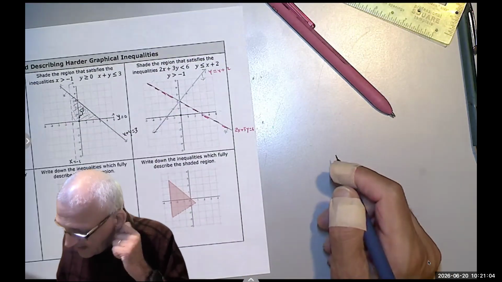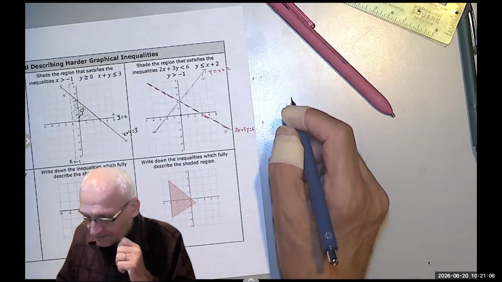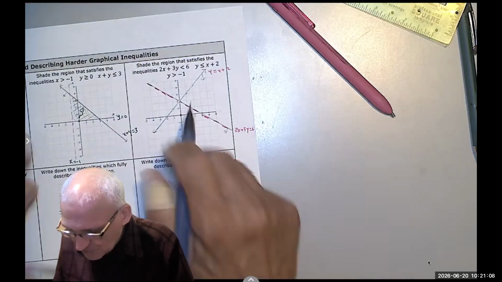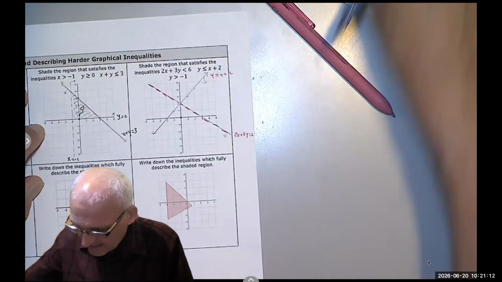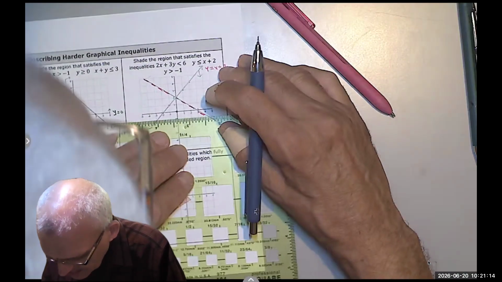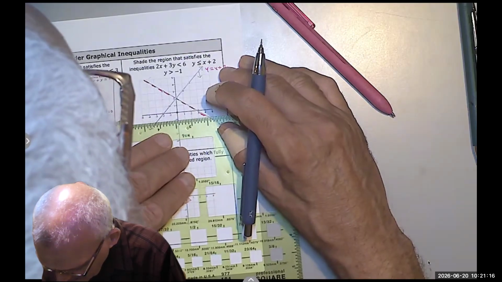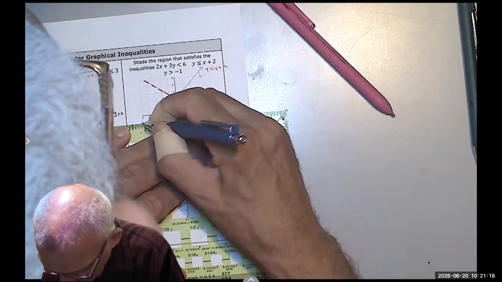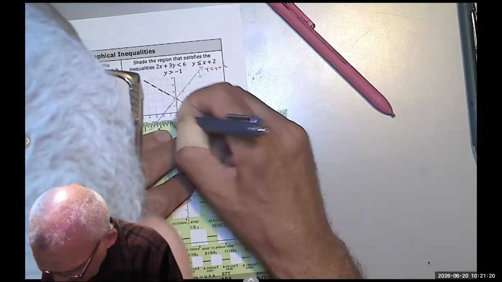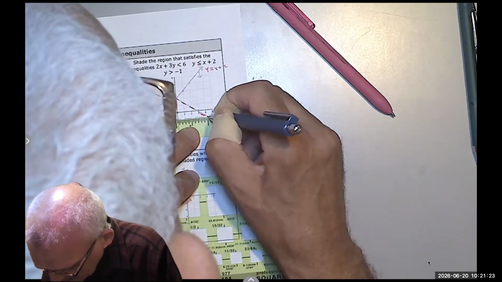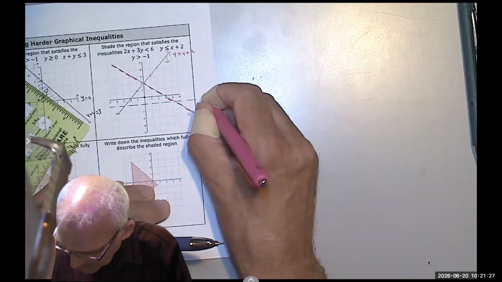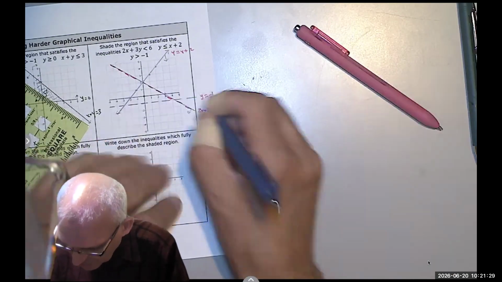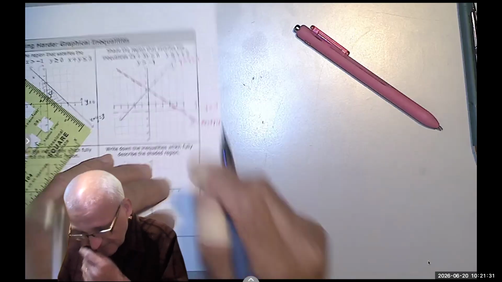And finally, I go to y greater than or equal to -1. That's a horizontal line, and it's dashed. Y equals -1. It tells you greater, so the y is above it.